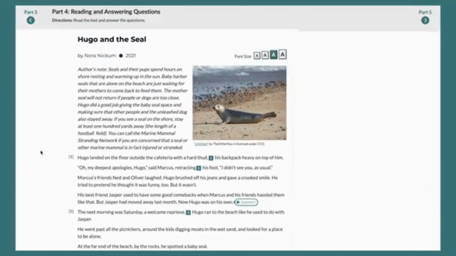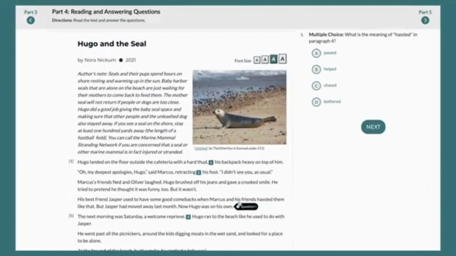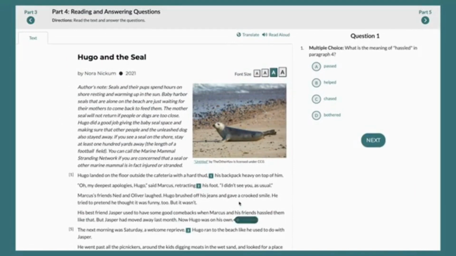As you read the story, you will answer questions about challenging words. Make sure to use context clues to help you figure out what these tricky words mean. Start reading from the beginning of the first paragraph.